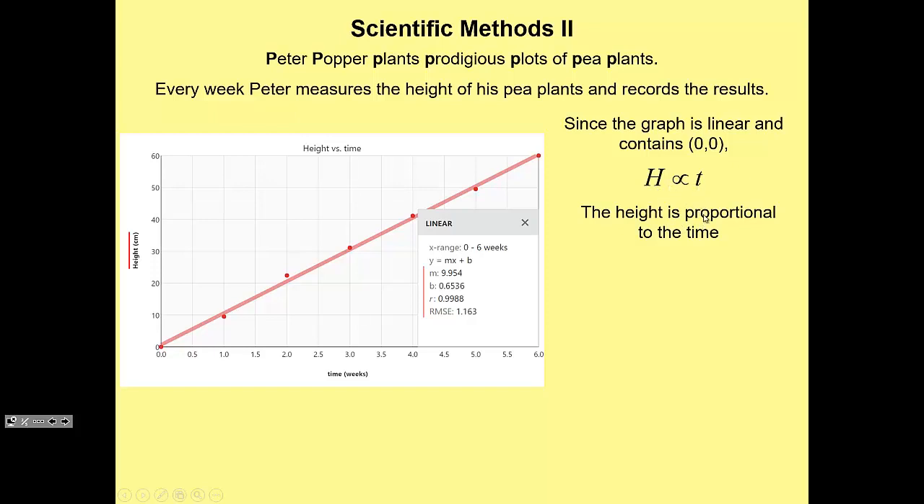Again, that means if I double the time, it grows twice as much. If I triple the time, it grows 3 times as much. If I cut the time in half, I get half the height. They are proportional to one another. This is one of several relationships we're going to see throughout the year, but it's kind of the basic one. Not all things work this way in physics, unfortunately, but this one does.